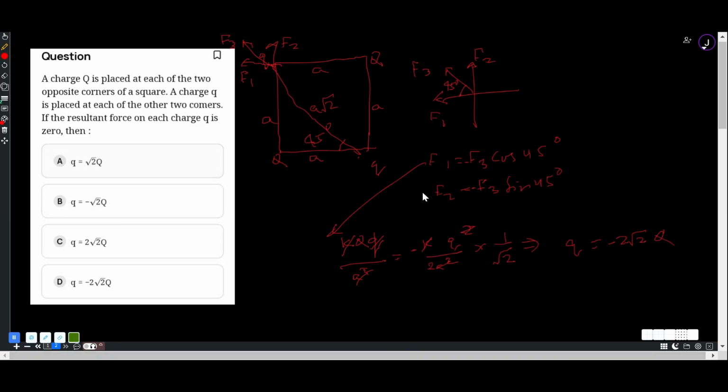Now we'll verify this in the other equation. Here also we'll put the values similarly, and what we arrive at is that we were right. Small q is equal to minus 2 root 2 Q.